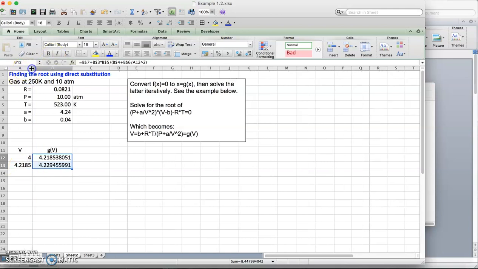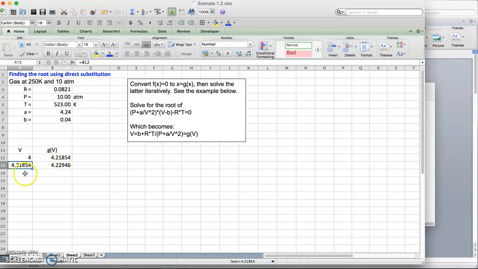Let me expand this a little bit so you see more digits here. We can increase the number of digits by hitting this key one more time. Let's say I have 5 digits here, and I'm going to keep 5 digits here as well. There you go, and you see that these are different. This is 21854, and this is 22946. That means I have to keep going until these two become equal.